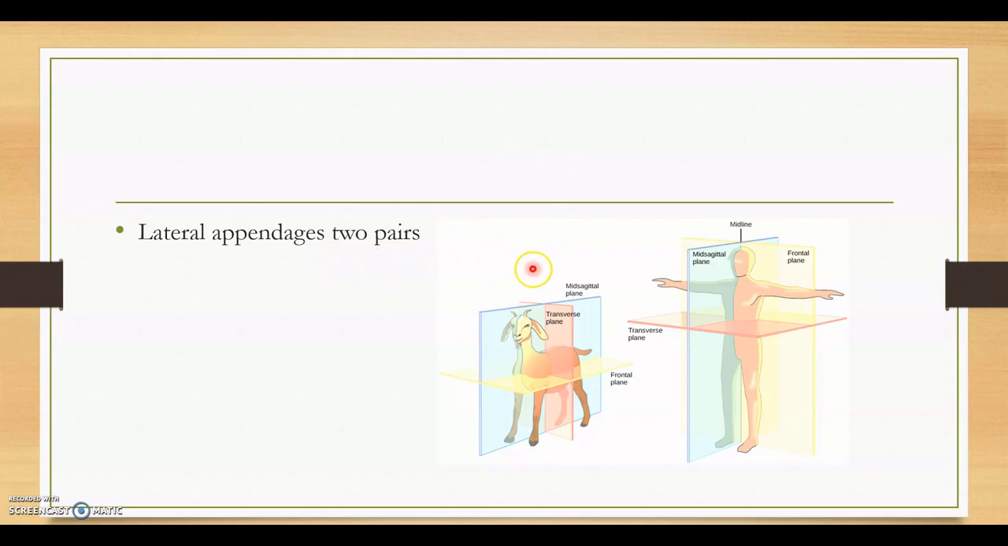In most cases it may be modified. In some animals it may be absent, like in reptiles, snakes, the appendages are absent. But if present, it is two pairs: foreleg and hind leg, arms and legs, two pairs of appendages. So the one pair and two pair. So these are the characters of what? Shared characters of chordates.